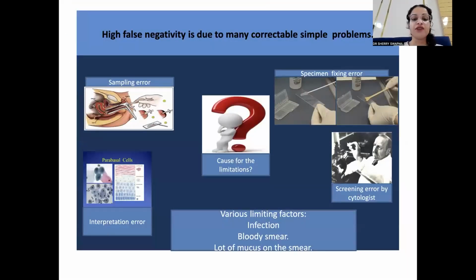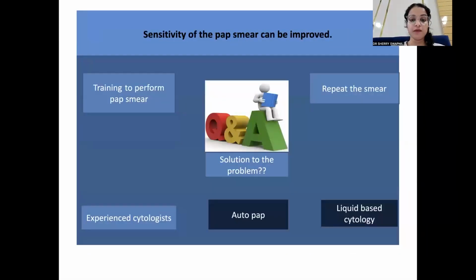High false negativity is due to many correctable simple problems. It could be because of sampling error, interpretation error, or fixation not done properly, or screening error by the cytopathologist. All these problems can be overcome with the help of LBC. Next slide, please.